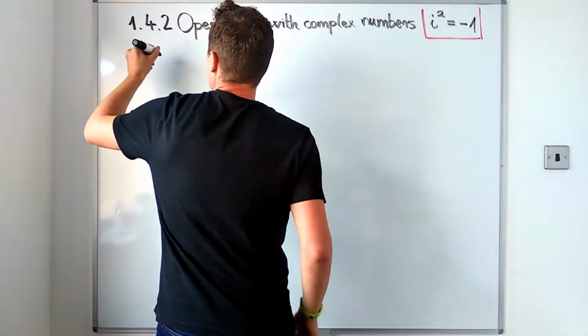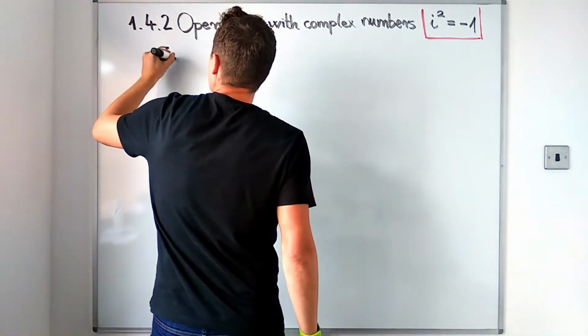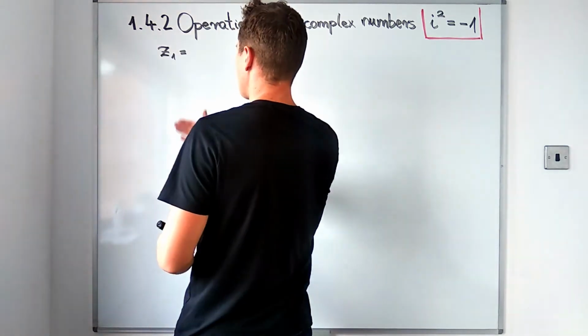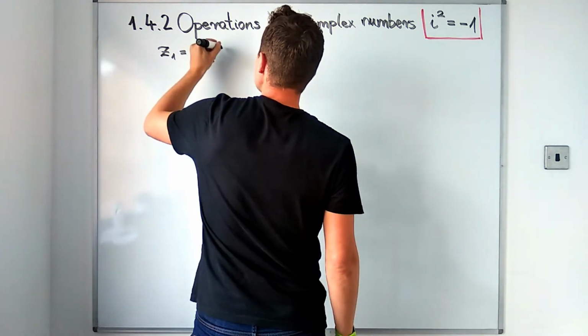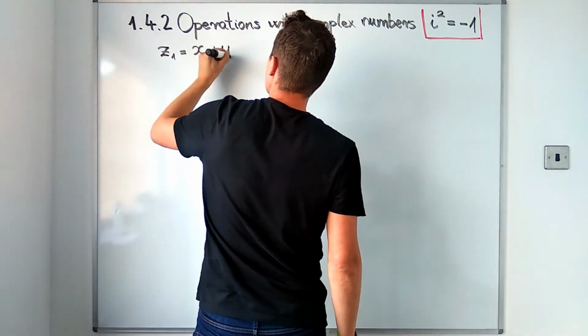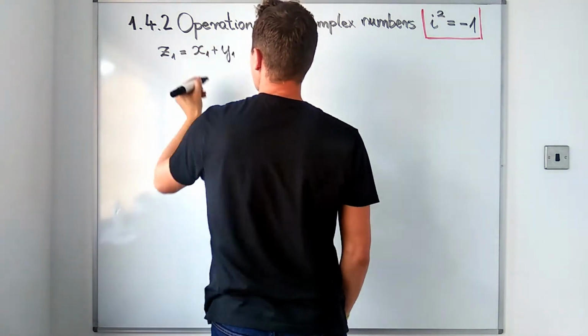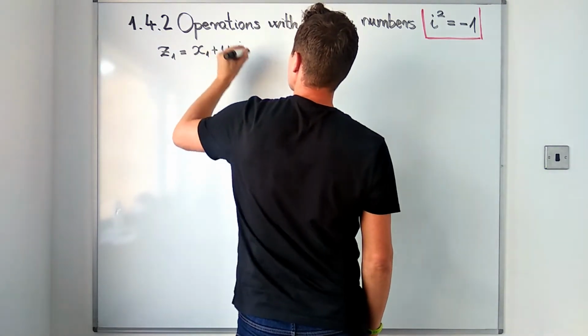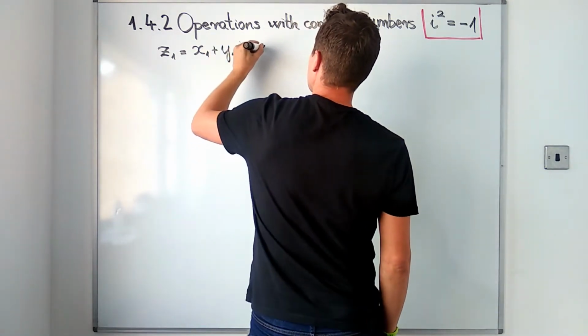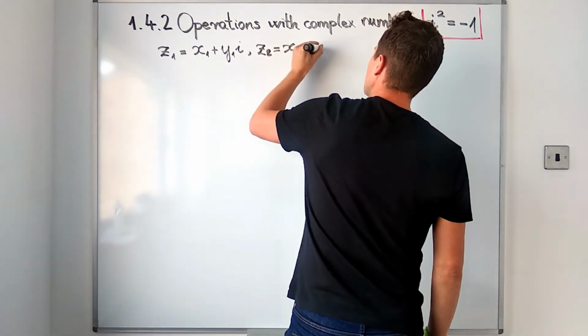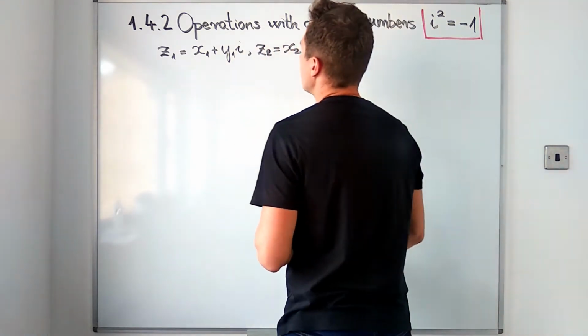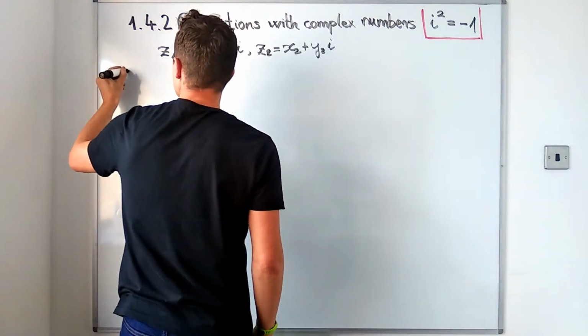So for me to be able to talk about these operations, let me introduce two arbitrary complex numbers. The first one is z1 in the form of x1 plus y1 times i, and z2 in the form of x2 plus y2 times i. Okay, and let's start with addition.